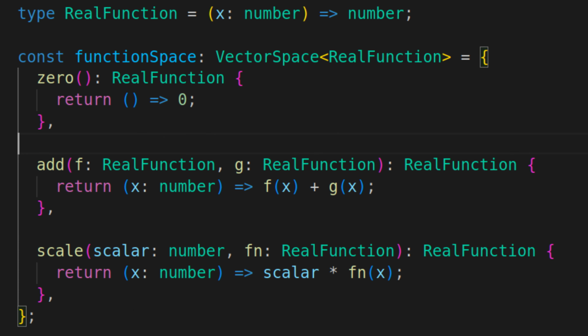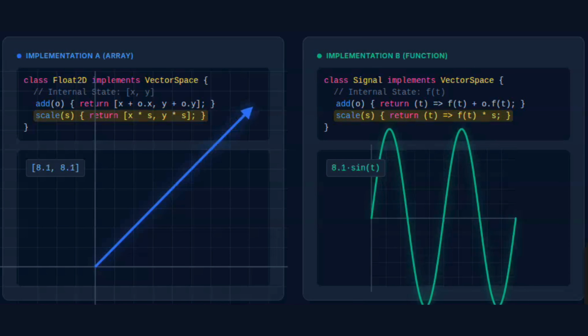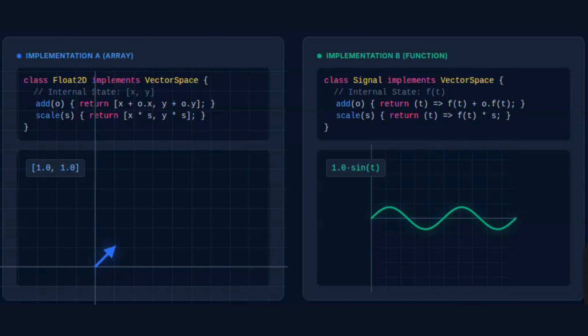Look what we just did. One implementation operates on pairs of floats. The other operates on functions from numbers to numbers. They share 0 lines of internal representation, and yet both satisfy the exact same interface. Same method names, same type signatures, same mathematical rules. This is polymorphism applied to linear algebra.